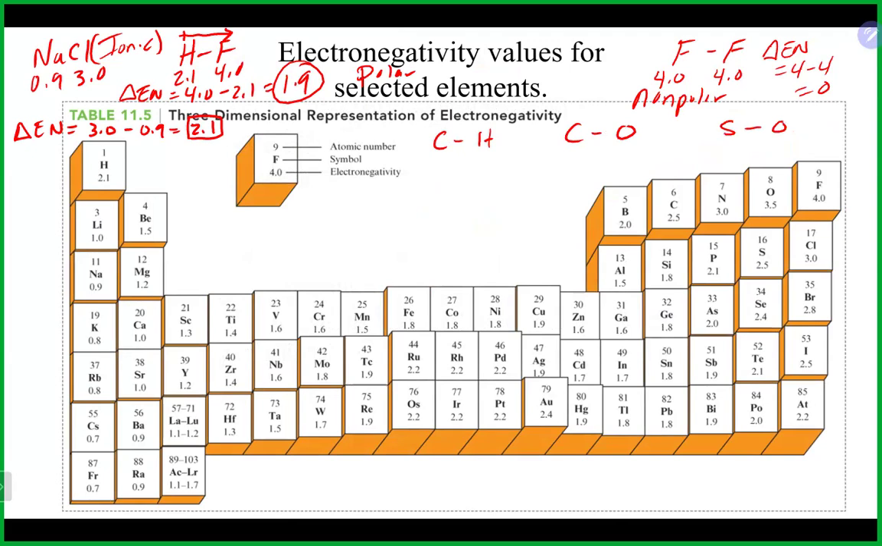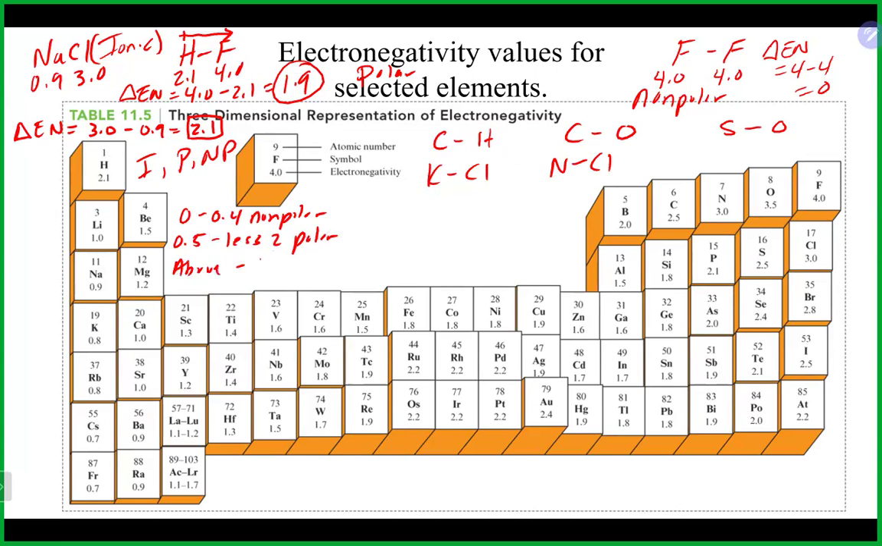Let's do potassium and chlorine. And let's do a little nitrogen and chlorine as well. All right. So for each of these, is it ionic, is it polar, or is it a nonpolar bond? Once again, our differences here: 0 to 0.4, nonpolar. 0.5 to less than 2, polar, and above 2, typically ionic. All right, just take a few moments there, see what you come up with.